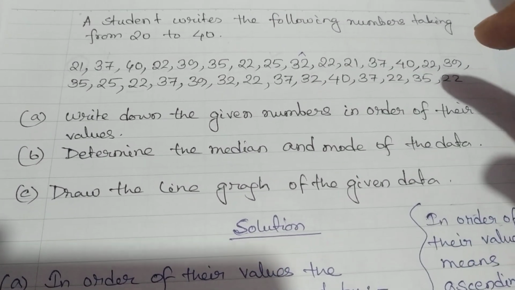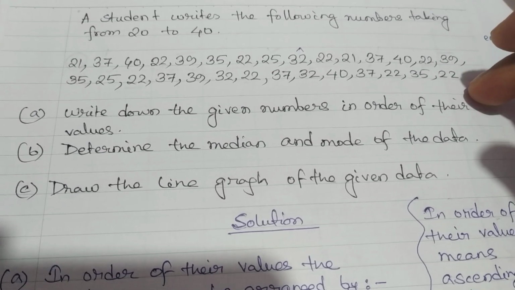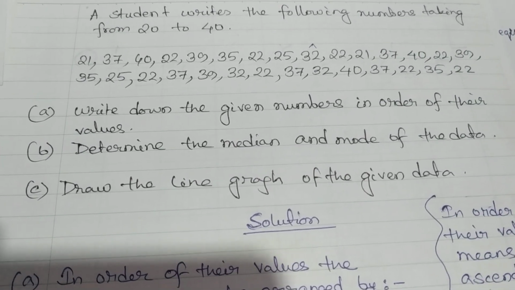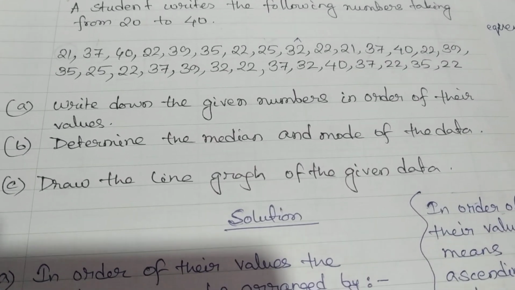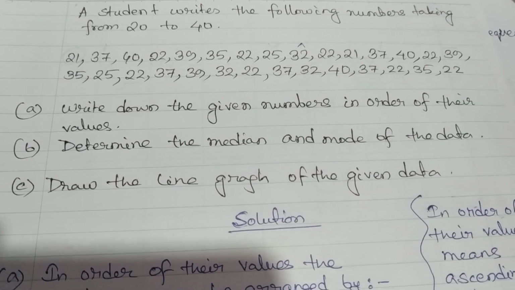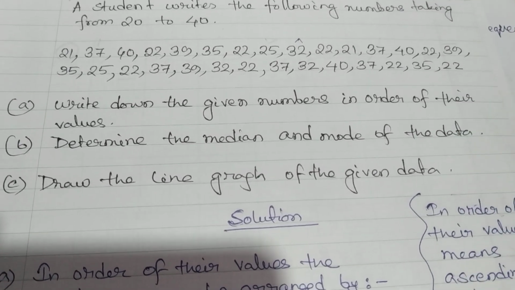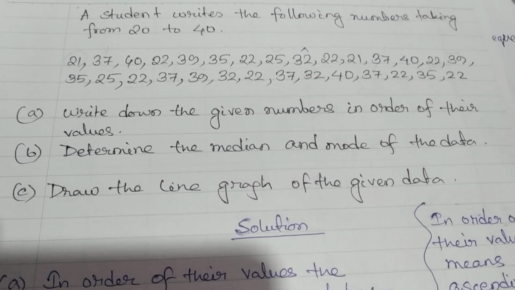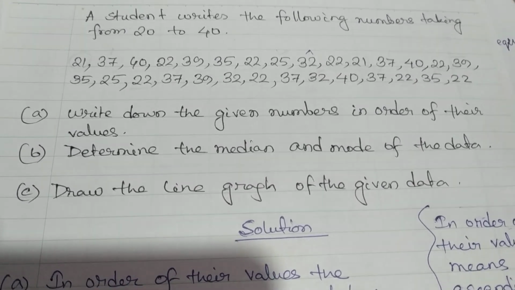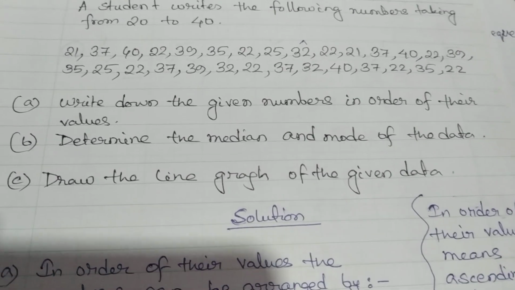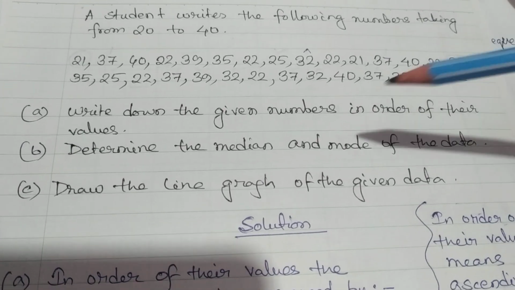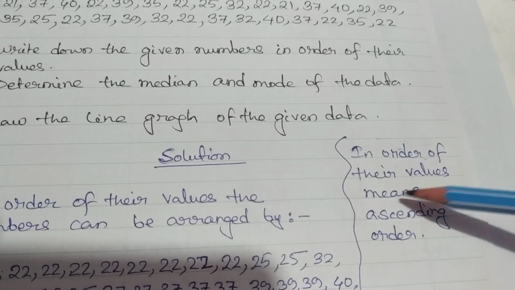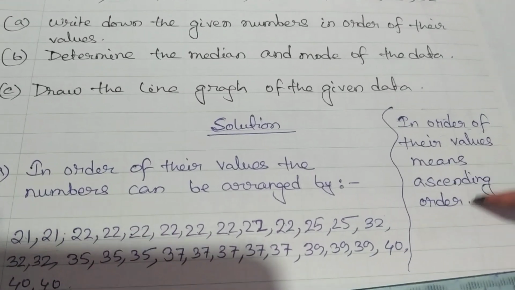Okay, so once I have the stem, now I have to read out the question. Write down the given numbers in order of their values. So what do you mean by in order of their values? In order of their values means simply in ascending order, because we know that 1 is smaller than 2, and 3 is again greater than 2. So value increases one after another. So we just need to write these numbers in order of their values. Okay, so in order of their values means we need to arrange the data in ascending order.